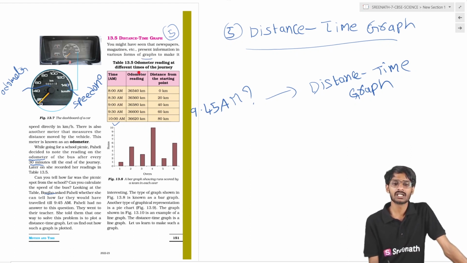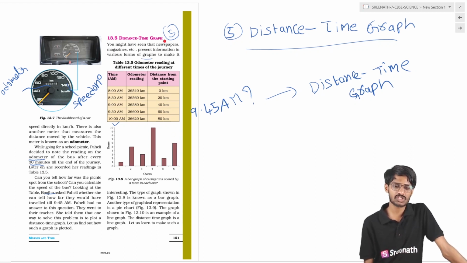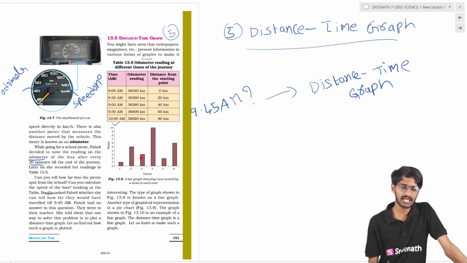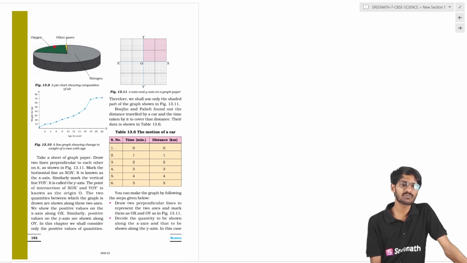So basically we represent so much information in graphs. There are different types of graphs. This is a bar graph. Here the bar graph is for the runs scored per over, showing in how many overs how many runs are scored.